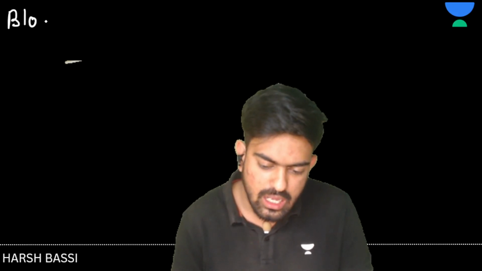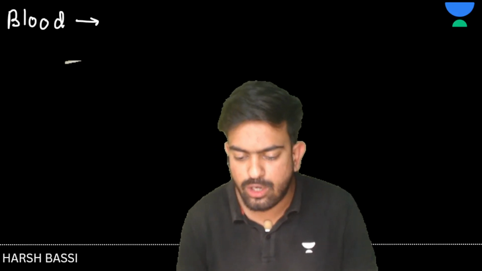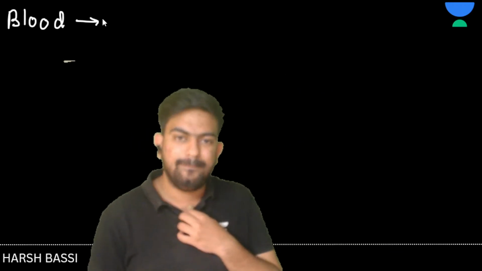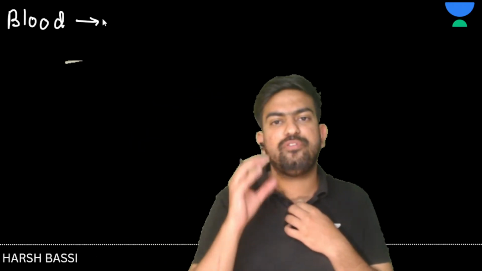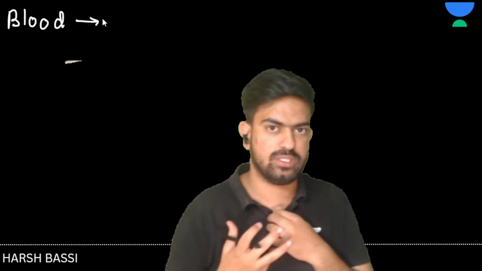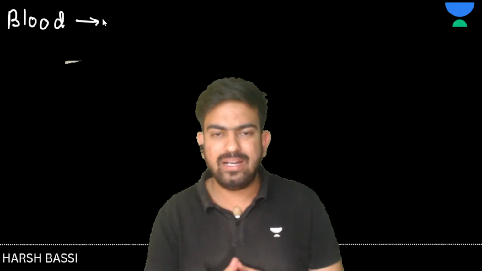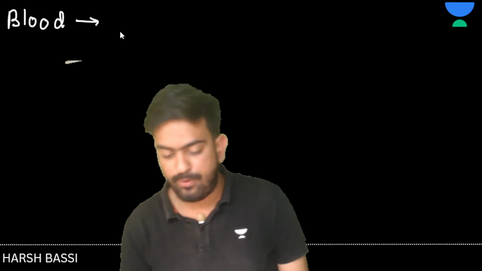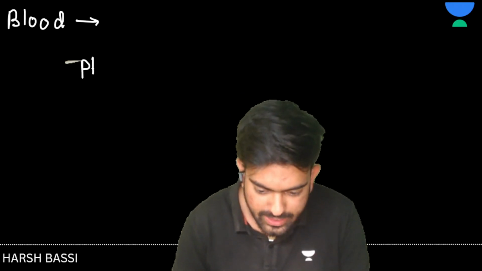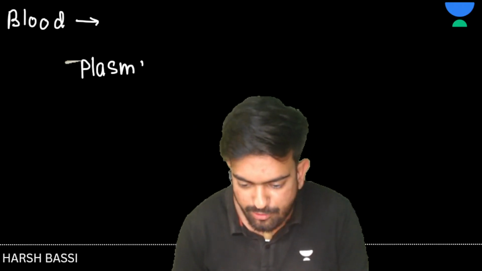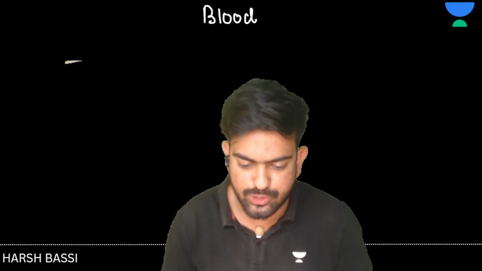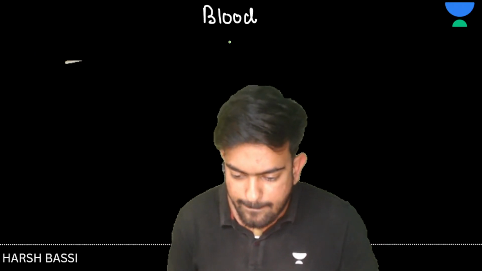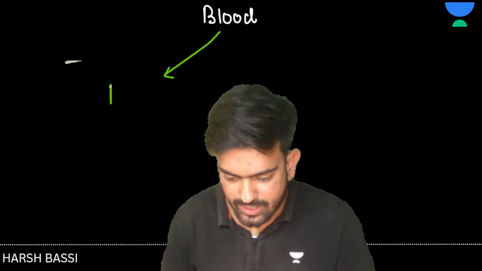So what do you think about the blood? Blood is made up of a few substances. First of all, we are going to talk about the composition of blood, bachcho. So blood is made up of what? Blood is made up of plasma, right?